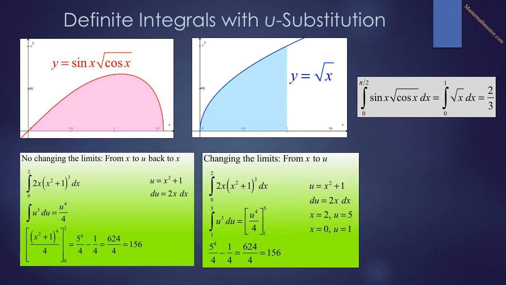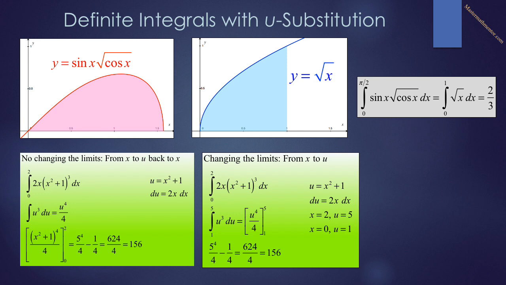Now let's do the same exact problem with changing the limits. It starts out the same. Our problem is the integral from 0 to 2 of 2x, quantity x squared plus 1, quantity cubed, dx. Our u is x squared plus 1, and our du is equal to 2x dx. So this problem also becomes the integral of u to the third du. But now we will change the limits.